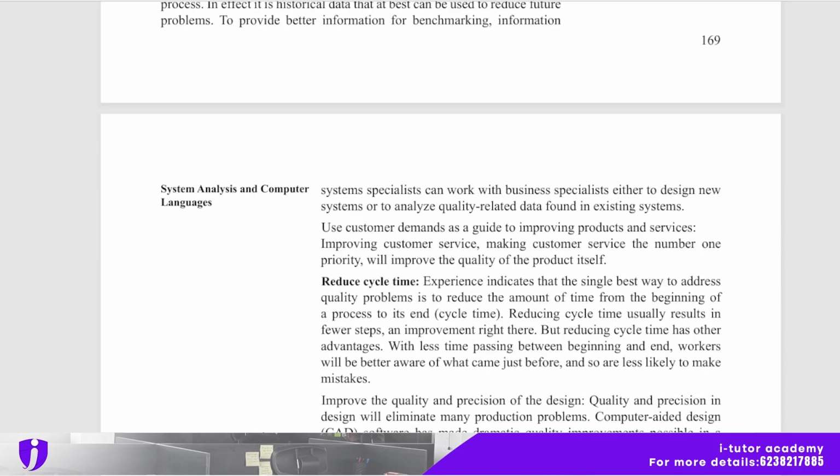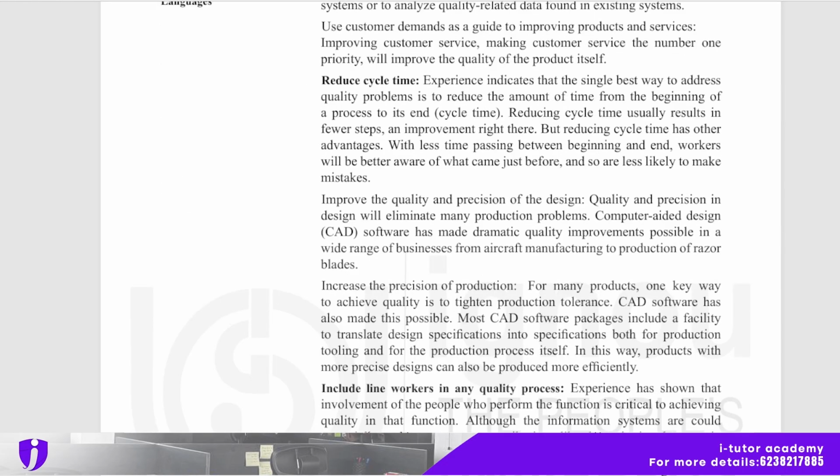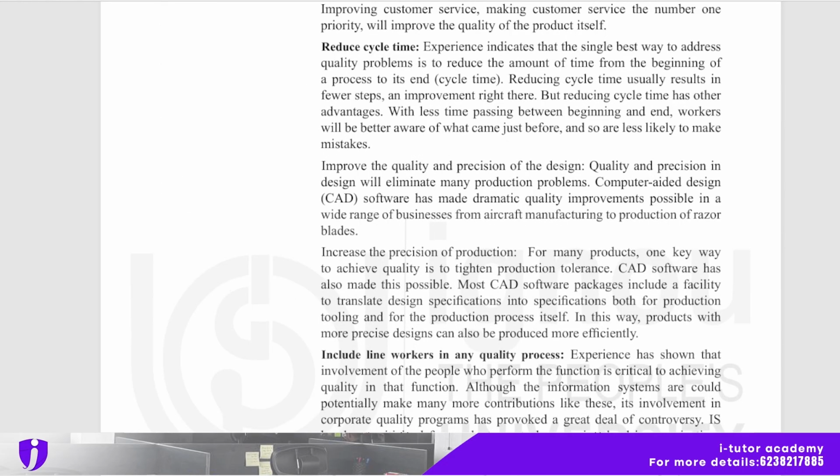Experience indicates that the single best way to address quality problems is to reduce the amount of time from the beginning of a process to its end, and reducing cycle time usually results in fewer steps and improvement right there. But reducing cycle time has other advantages. With less time passing between beginning and end, workers will be better aware of what came just before and so are less likely to make mistakes. And increase the precision of production.